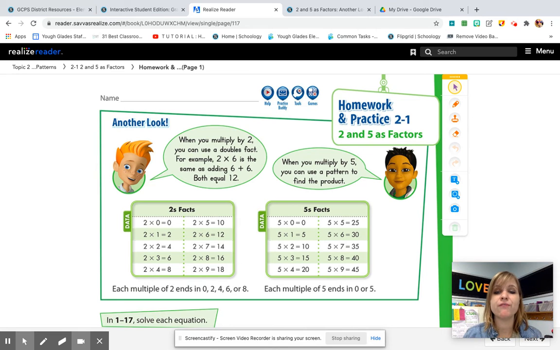If I wanted to know 5 times 8, 8 is my other factor there. I'm counting by 5's because this is a 5 fact, 5 times 8. So I'm going to stop at 8 fingers. The last number in my skip count will be my answer. 5, 10, 15, 20, 25, 30, 35, 40. 40. I want you to try that with all of the 5's facts.